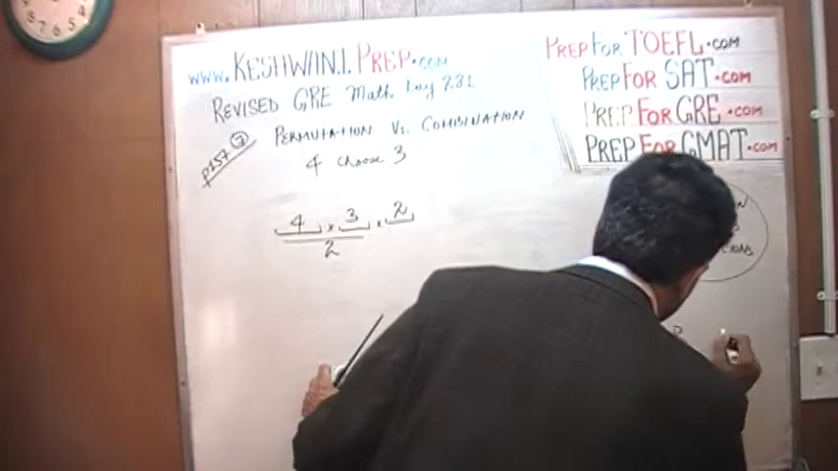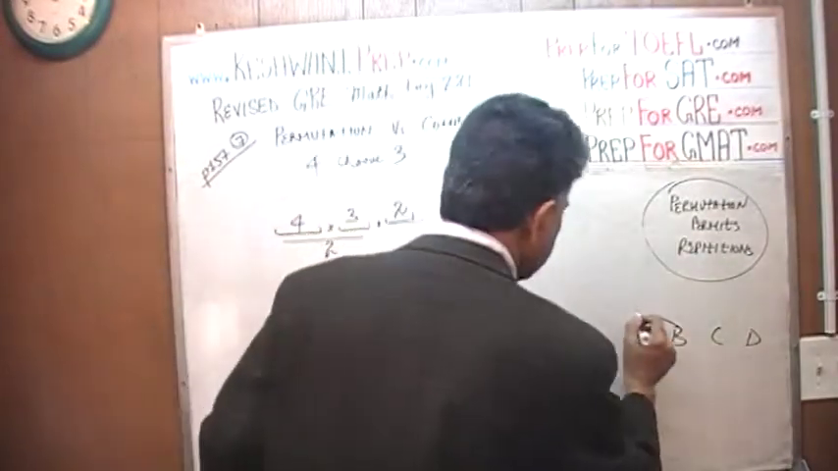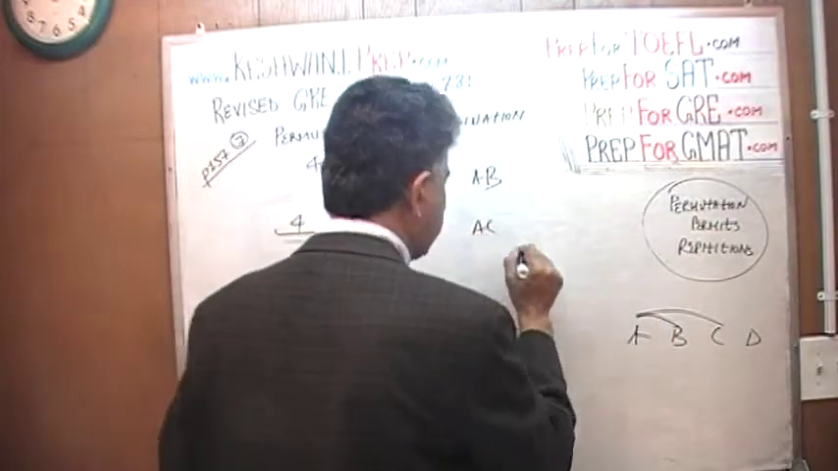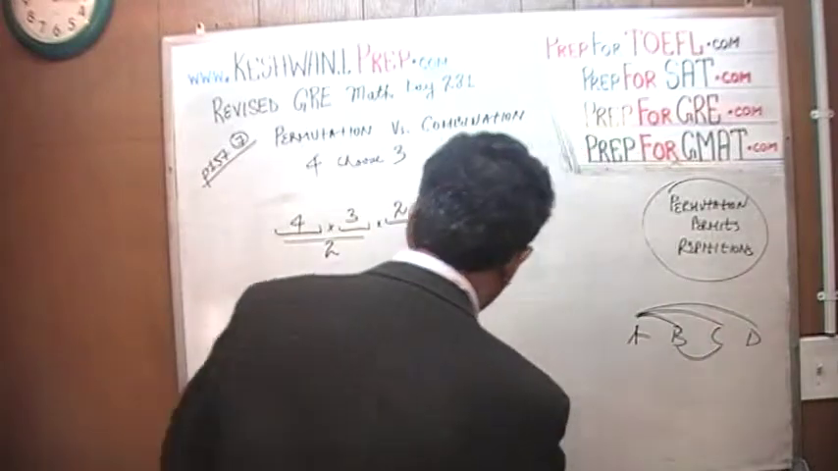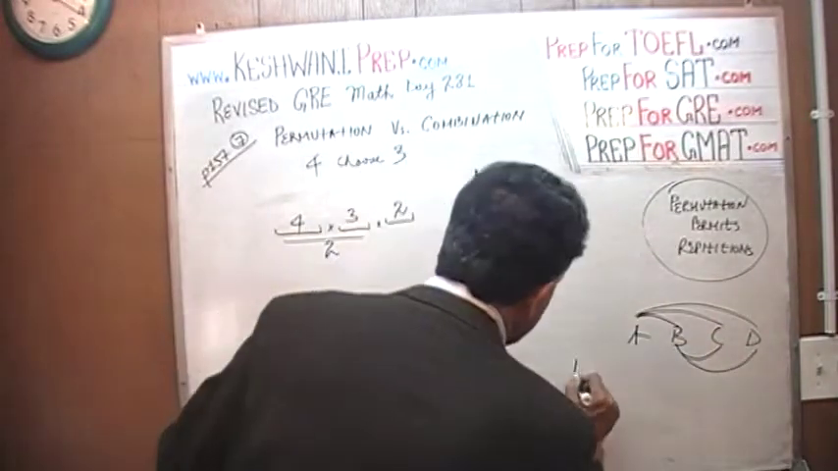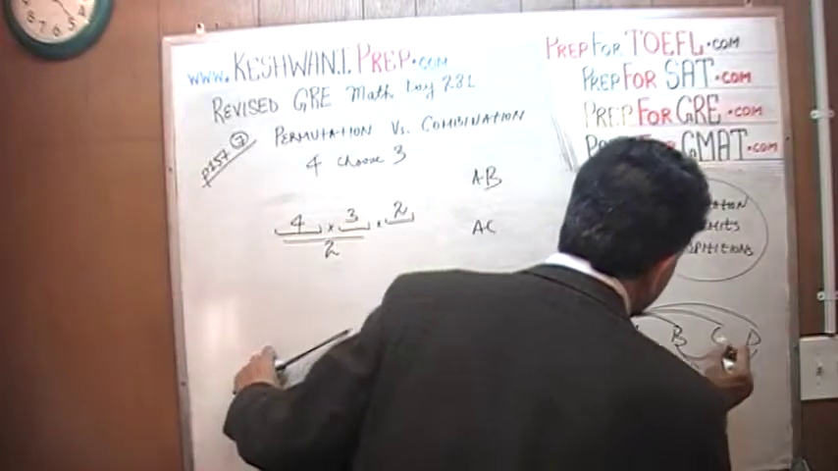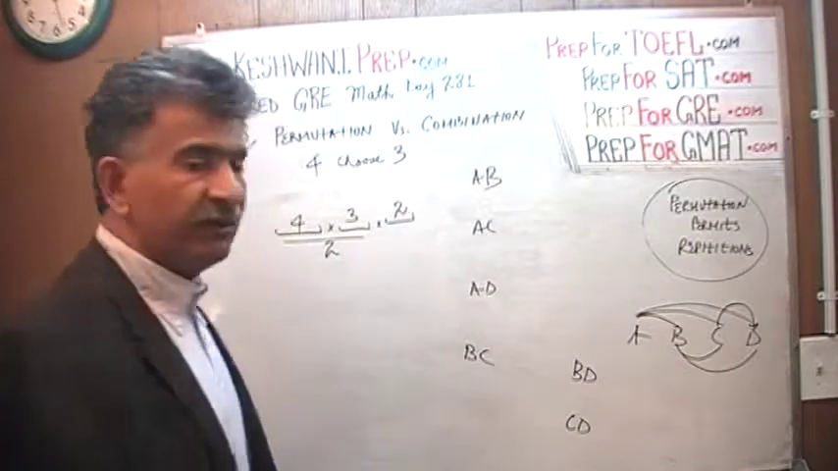A, B, C, D. A, B, A, C, A, D, B, C, B, D, and finally C, D. So these are the 6 possibilities.